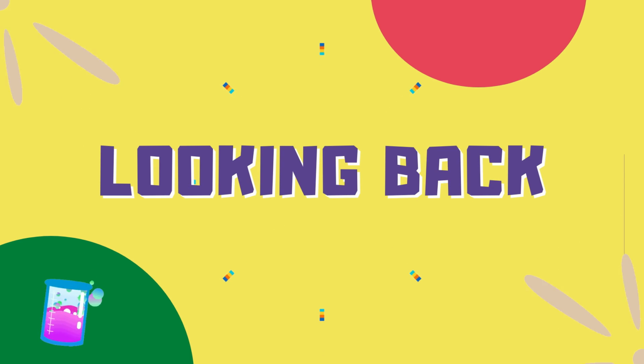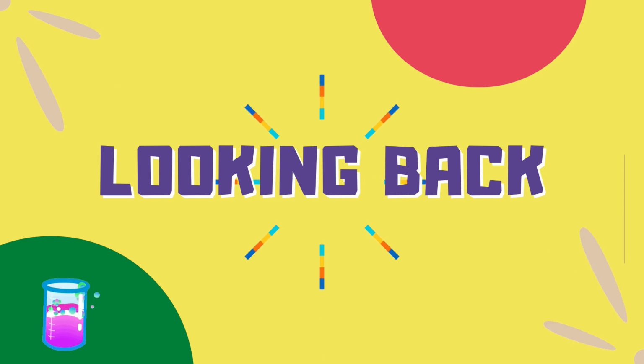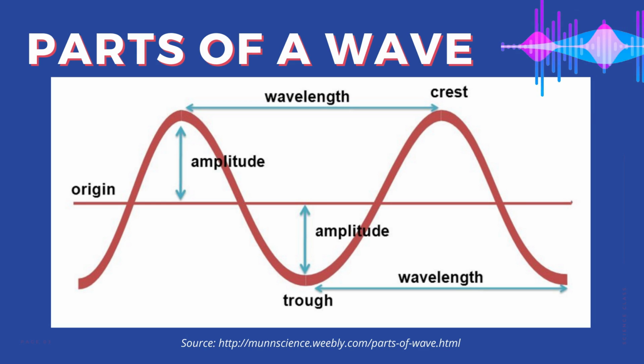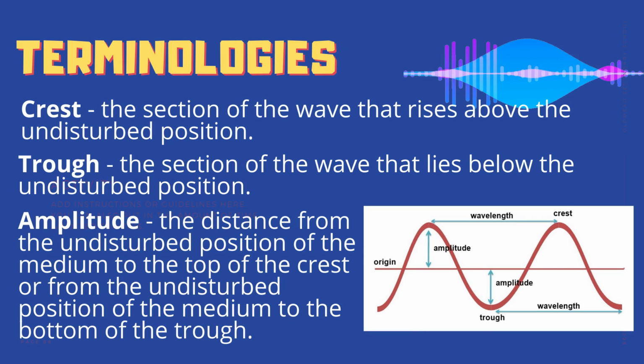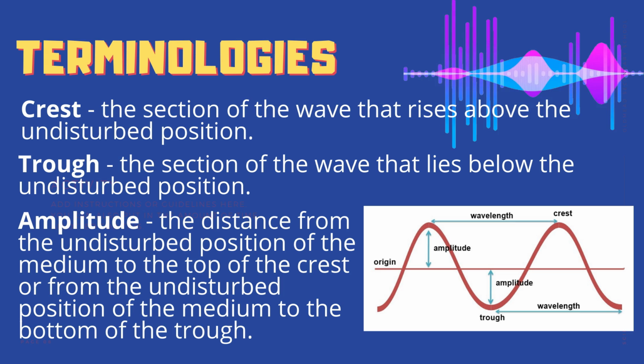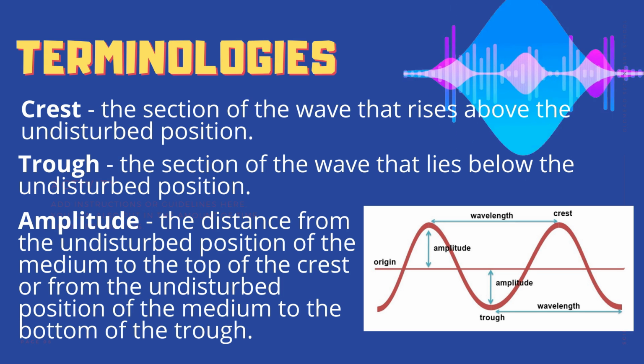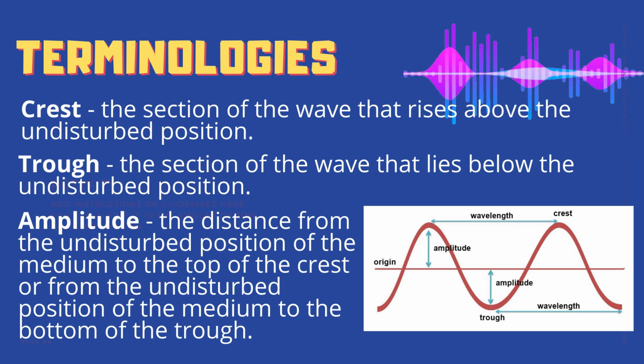Looking back, let us review some terminologies related to this week's video module. Grade 10, you are now seeing the parts of a wave. Crest, the section of the wave that rises above the undisturbed position. Trough, the section of the wave that lies below the undisturbed position. Amplitude, the distance from the undisturbed position of the medium to the top of the crest, or from the undisturbed position of the medium to the bottom of the trough.